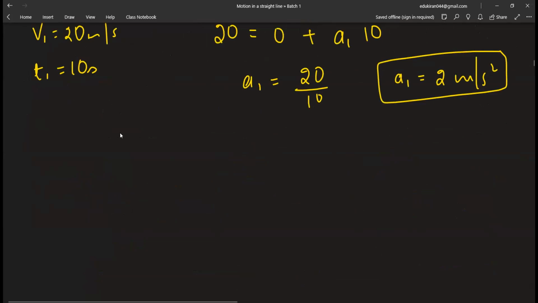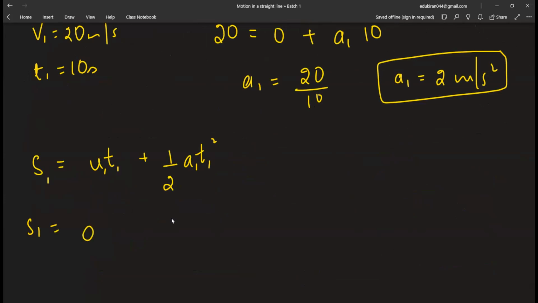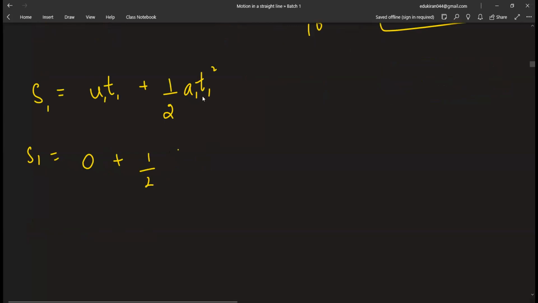We have everything, we just need to find out displacement. The second equation is good for finding out displacement: S equals ut plus half at square. First, what is S1 now? The initial velocity u is 0, so that term is 0. Plus half, acceleration we have just calculated in the above part, it is 2, and time was also given, 10 seconds. So that becomes 100. So this gets cancelled. S1 is directly 100 meters.